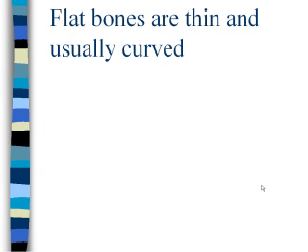Next are the flat bones. Flat bones are thin and usually curved. Here is a flat bone of a deer shoulder. Here is a flat bone of a deer hip, pretty similar to your own.